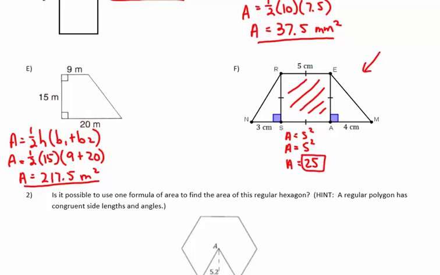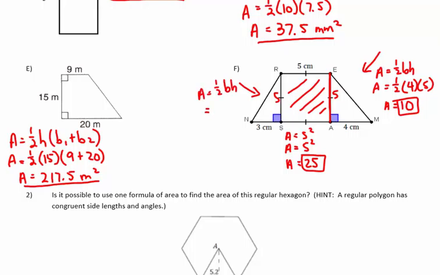Over here, I have a right triangle. The base is 4, and the height is the same distance because it's a square all the way around. So that's 5. So 1/2 base times height. Half of 4 times 5 is 10. And this one over here has a base of 3 now and a height of 5. So 1/2 3 times 5. So half of 15 is 7.5.